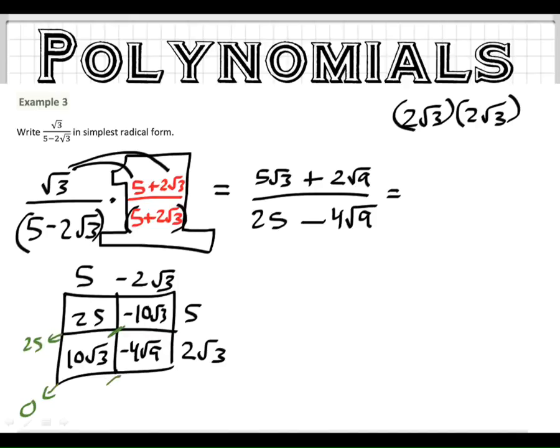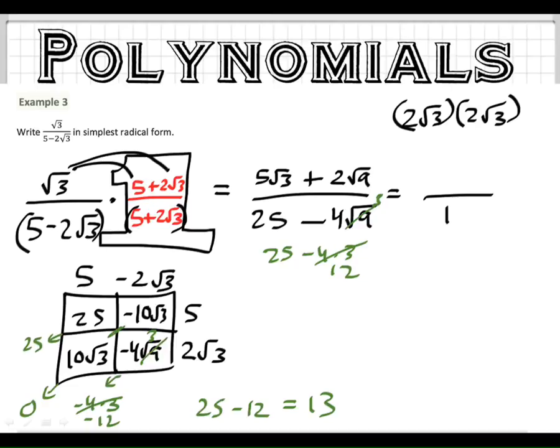This we get 25, and this we get negative 4 times 3, because the square root of 9 is 3. So that's going to be negative 12. So I have 25 minus 12. That's going to give us 13. So up here, I already did this part right here. That's going to give us 13. I'll go ahead and simplify this too, so you guys can see it. 25 minus 4 times 3, so that's 25 minus 12. Alright, hey, I've seen that before. So that's 13 right there.